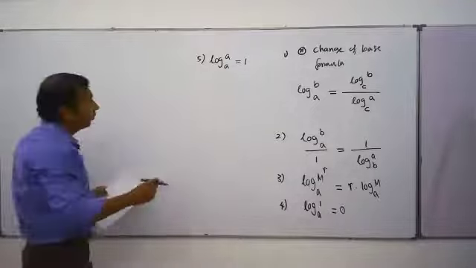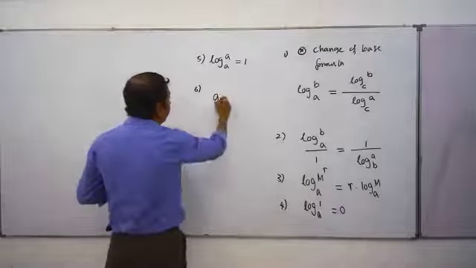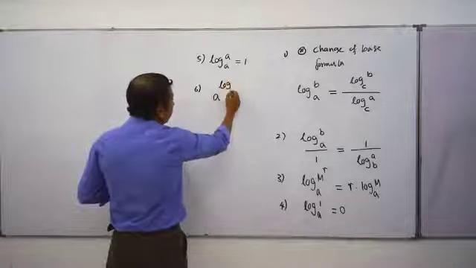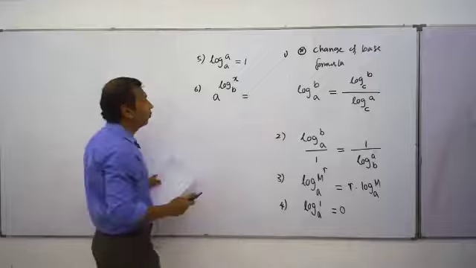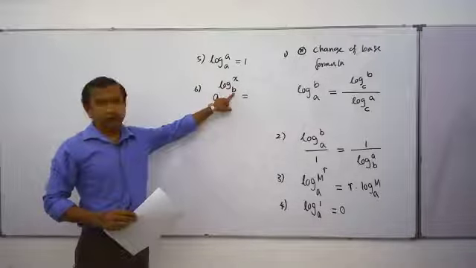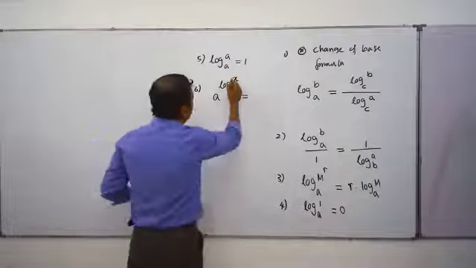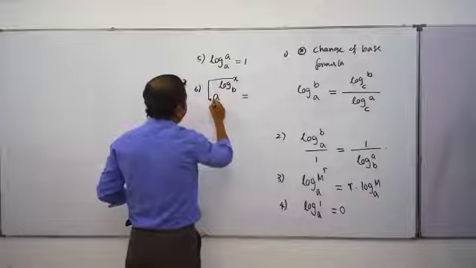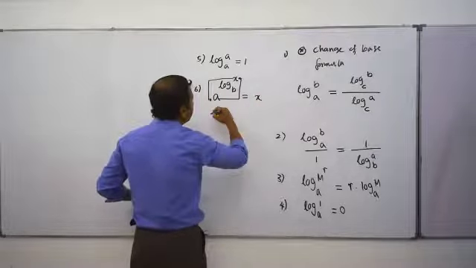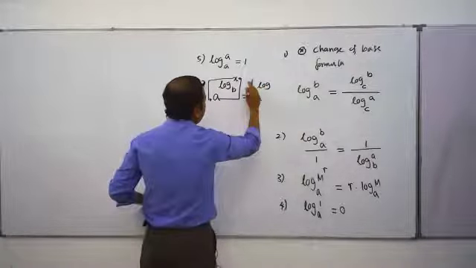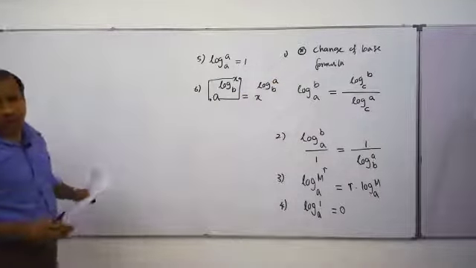Another one we have, number 6, is a to the power of log x to the base b. This log of x to the base b is the power of a. Then this number and this base you can interchange, and it is written as x to the power of log a to the base b. These two you can interchange the places.